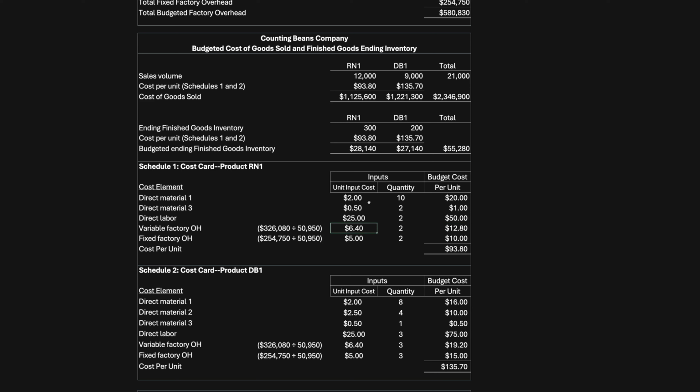And then our variable factory overhead and our fixed factory overhead, the rates are the same as we calculated earlier, except now we are multiplying by only 2 direct labor hours for $12.80 and $10. If we sum all of this up, it equals $93.80. Meaning up here, if we have 12,000 units in sales volume multiplied by $93.80, the cost of goods sold would be $1,125,600.